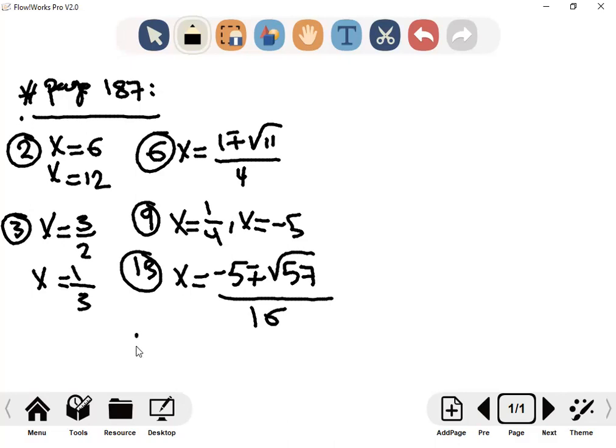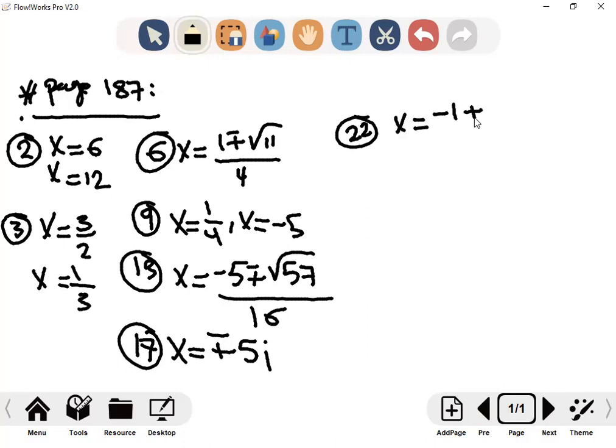Question 17, x equals plus or minus 5i, which means plus 5i and negative 5i. Question 22, we have x equals minus 1 plus or minus i square root of 35 over 4. Don't forget the i, guys. Question 24.